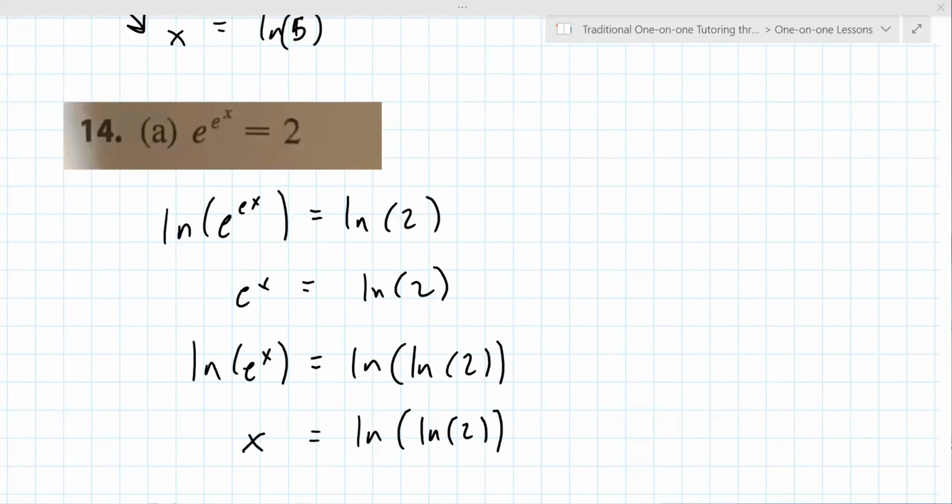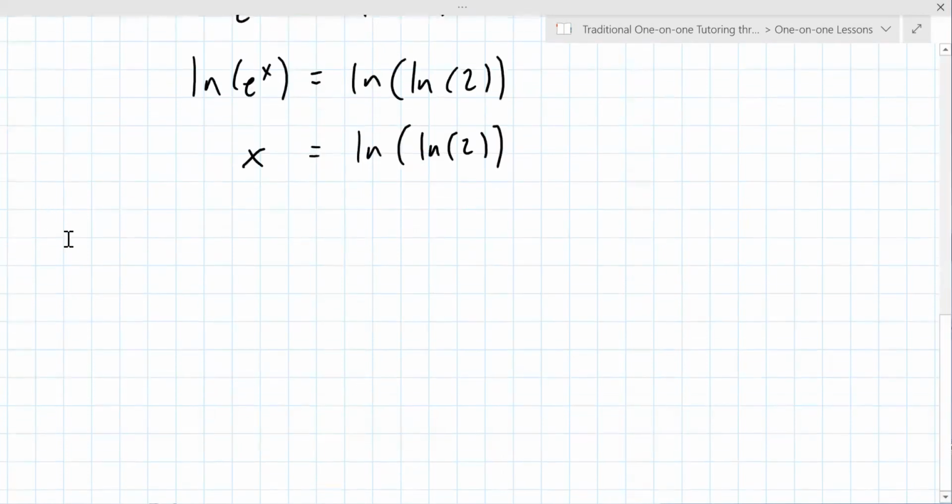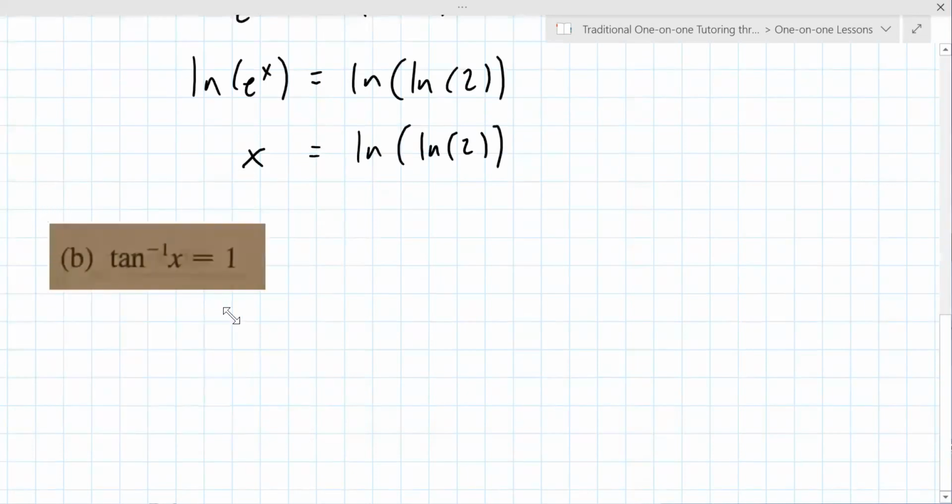Good. Are we doing B? Yes, please. B, I recall when we did this before, it was weird because I got to tell you the answer to do it. It's not e or ln.